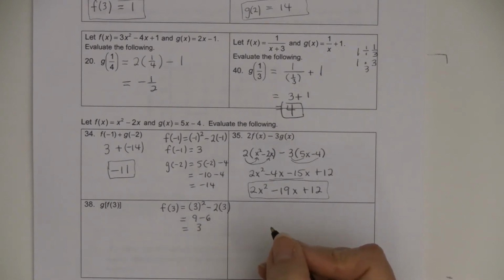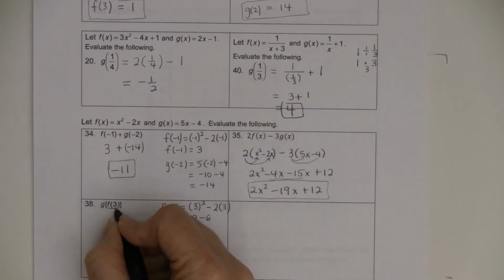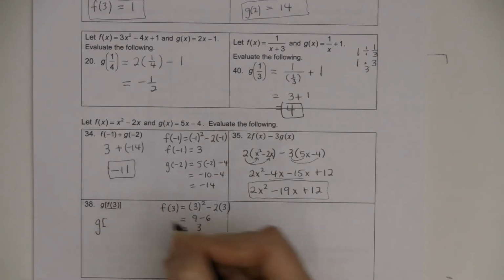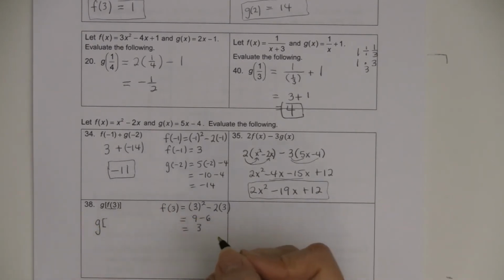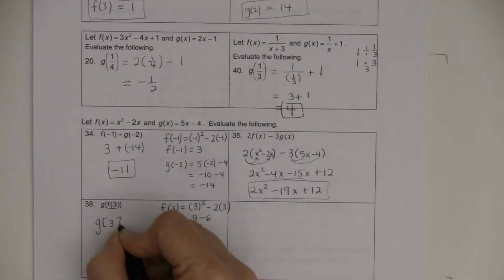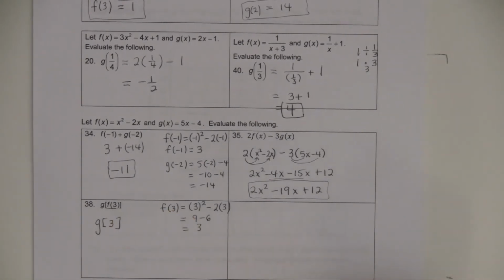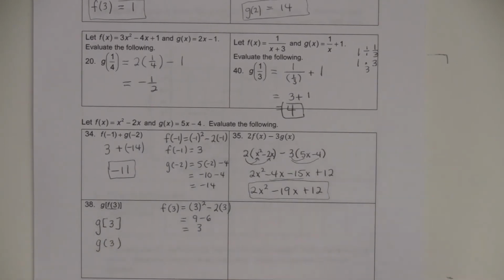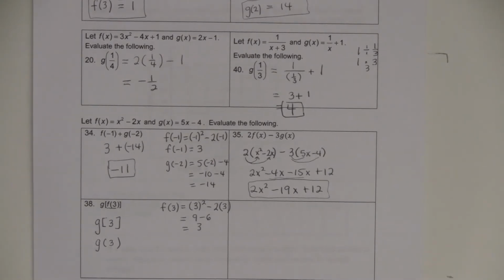So that's what f at 3 is. So this is f at 3, right? So this is going to be g. And they use brackets. Oh, it's coincidentally 3 instead of parentheses, but it means the same thing. So this could have been, you could change this to parentheses if you wanted, g at 3.